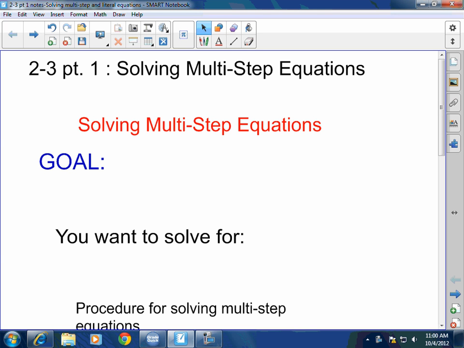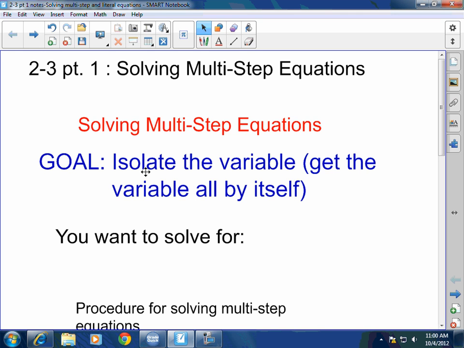What is the goal of every single equation on Earth? Isolate the variable. Yes. Get the variable all by itself. When we're getting the variable by itself, do we want to solve for 1 over x? Do we want to solve for negative x? Do we want to solve for 2x? What do we want to solve for? Positive x over 1. X in the numerator, not in the denominator.